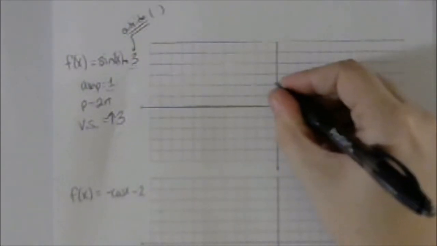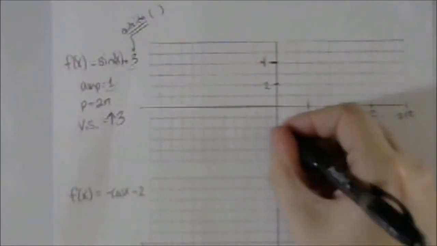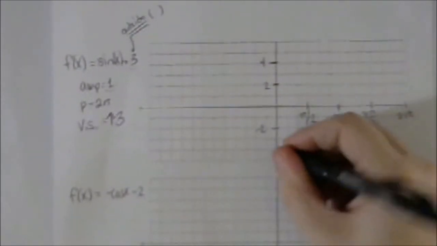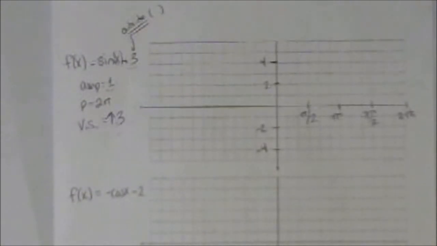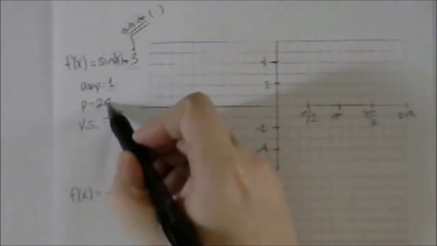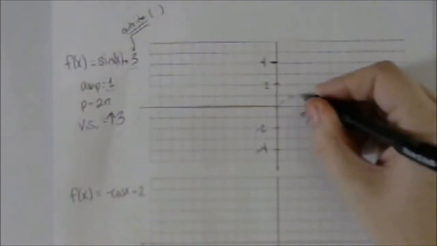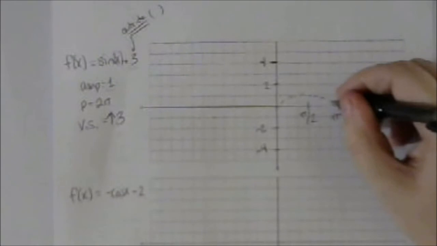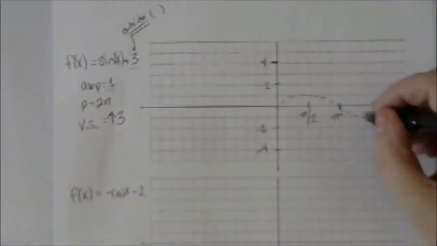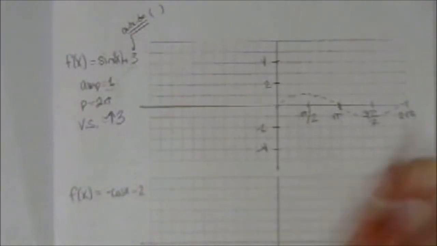So I'm going to label 2, 4, -2, and -4. With that being said, let's graph a standard sine curve. Amp of 1 means go to 1, back down to 0, back down to -1, back to 0. Take that graph and shift everything up 3 units.